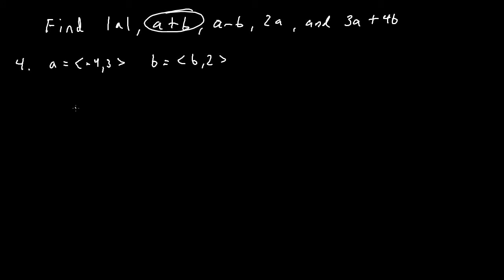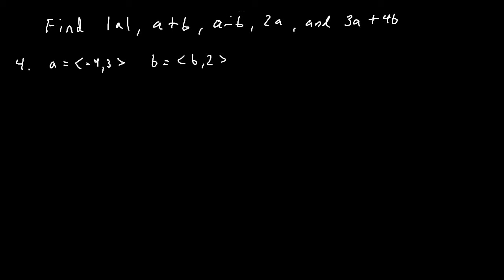So a plus b will give us the resultant vector, which has the components. So we're going to add the x components together. So negative 4 plus 6 will give us 2, and then 3 plus 2 will give us 5. So that is the component of a plus b.